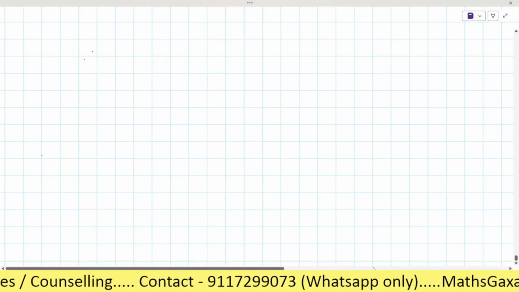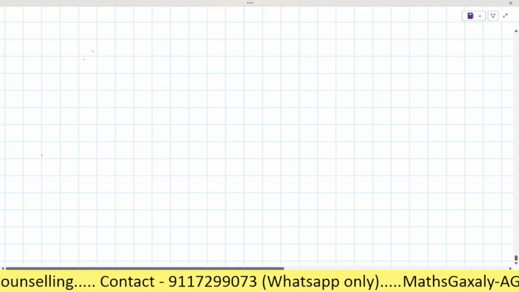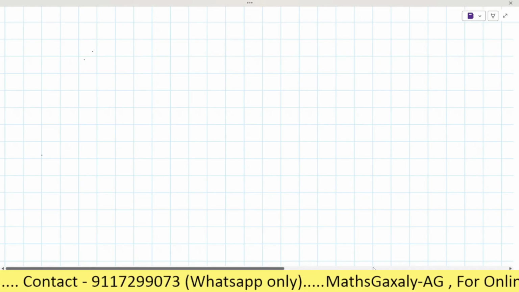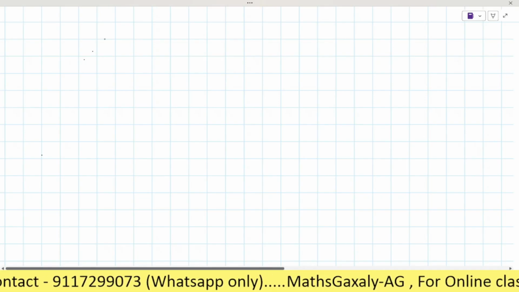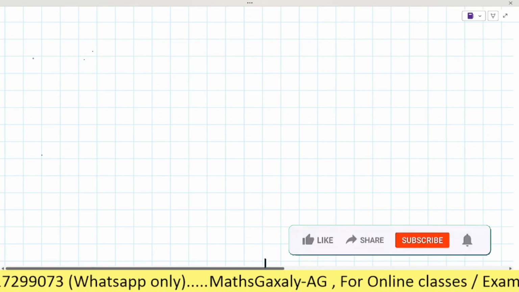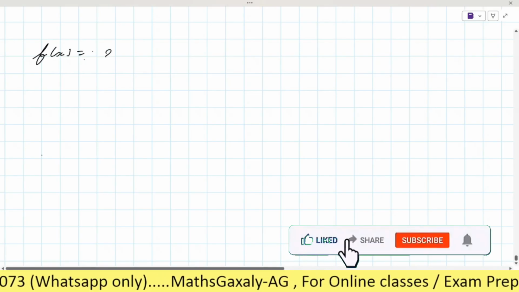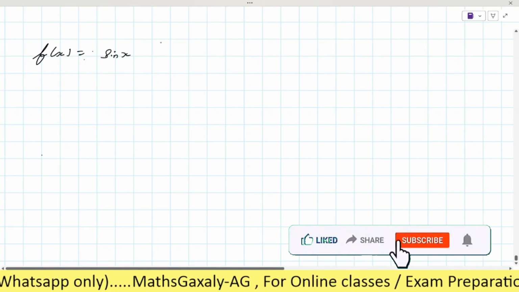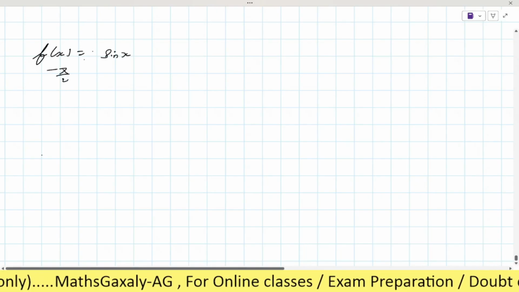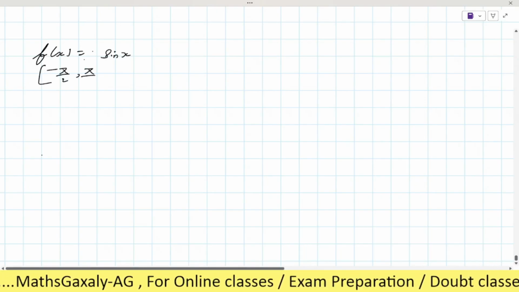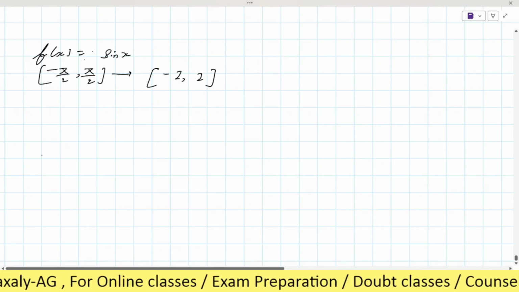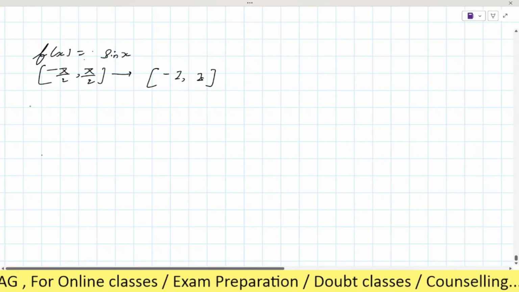See here. Now we will take an example to understand this in a more brief way. We will take f(x) equal to sin x, the function f(x) is equal to sin x, right? Where the domain will be minus pi by 2 to pi by 2, and the range will be minus 1 to 1, right?